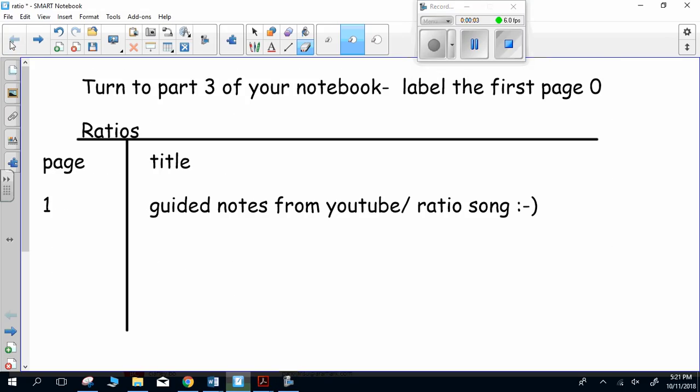So we're starting in part 3 of your notebook now. Please turn to part 3, label the first page 0, write ratios at the top, and page 1 is going to be your guided notes and the ratio song. We'll come back to the ratio song at the end.